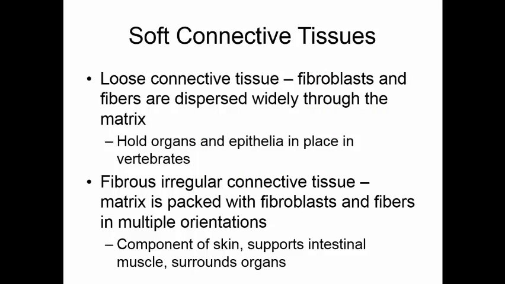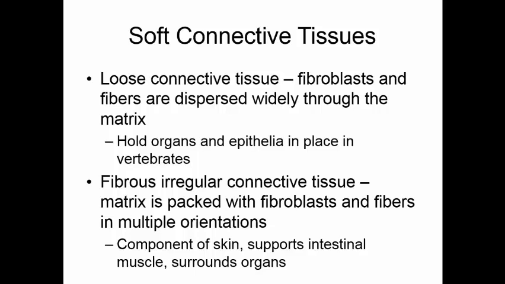Right, so done with our epithelial tissues. Now we go to our soft connective tissues. All right, so we have these connective tissues that help to hold things together. And from these soft connective tissues, we have several different types. We have loose connective tissue, we have fibrous irregular connective tissue, and we have fibrous regular connective tissue.